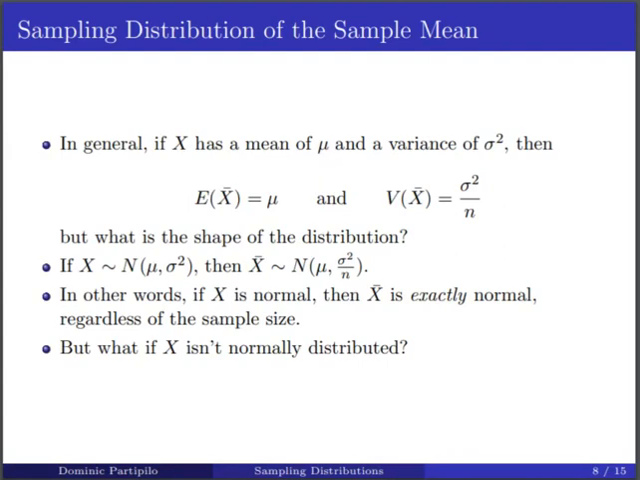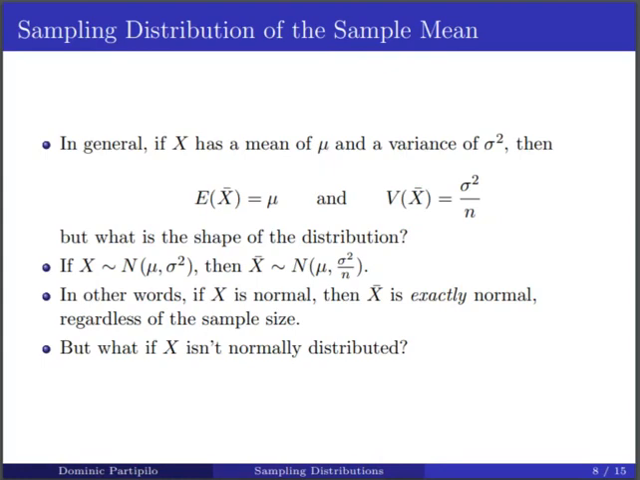So in general, if x has a mean of mu and a variance of sigma squared, then the expectation of x bar is also going to be mu, and the variance of x bar is going to be sigma squared over n. And this lines up with the example we just did. The means were the same for these two, and then the variance of x bar in our example was the variance of x divided by 2, since our sample size was 2.